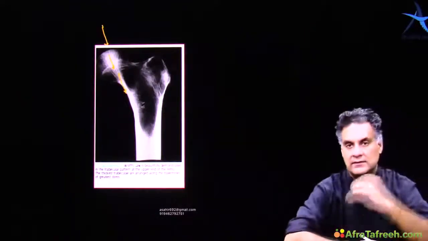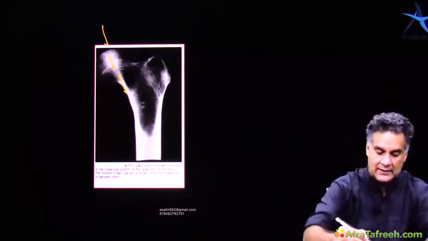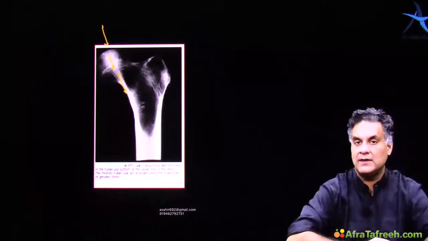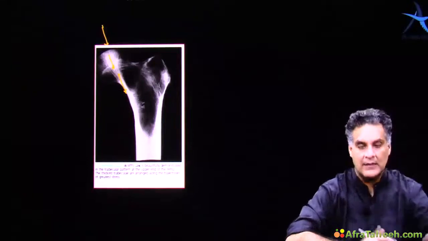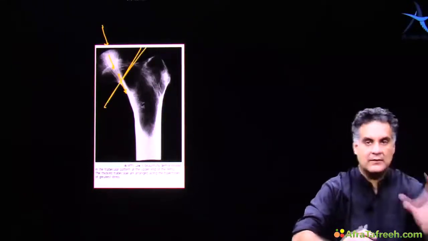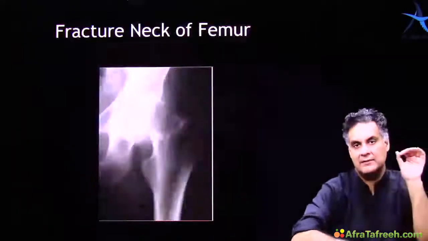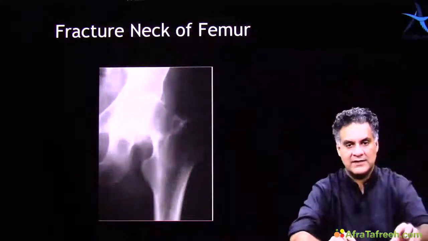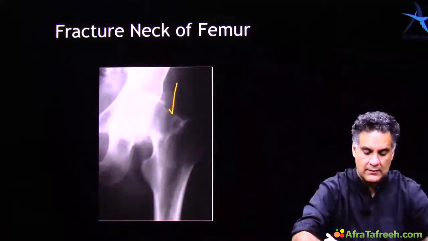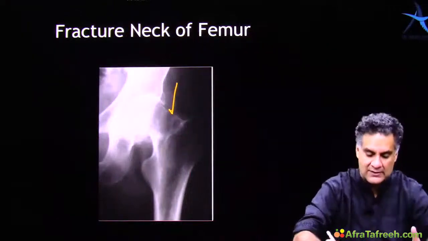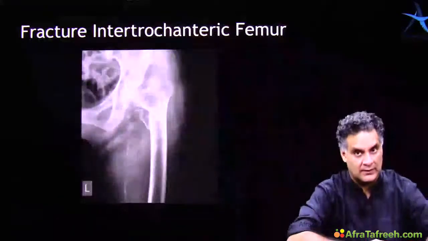This is the weight bearing line, and the trabeculae between the acetabulum, the head and the neck are aligned. When there is a disruption at the neck, the rotation of the head occurs and these trabeculae can be disrupted. This is called fracture neck femur. And then you can also have a fracture in the intertrochanteric area, which is extracapsular.